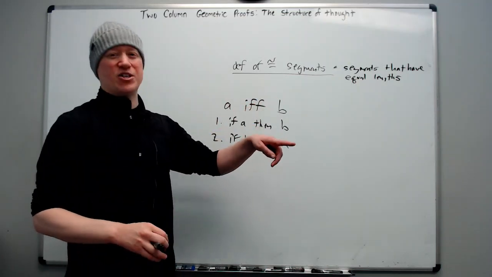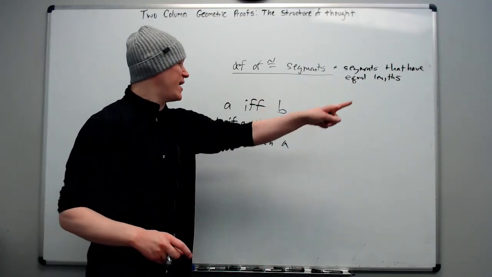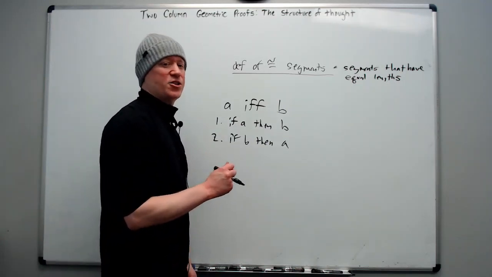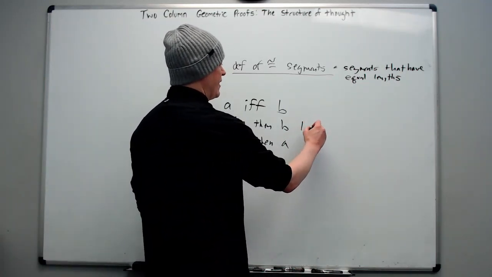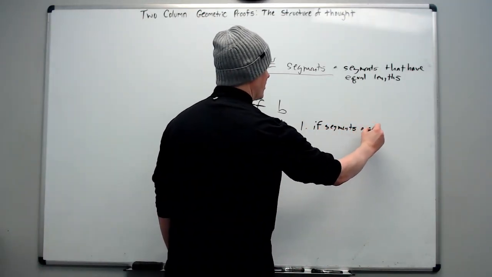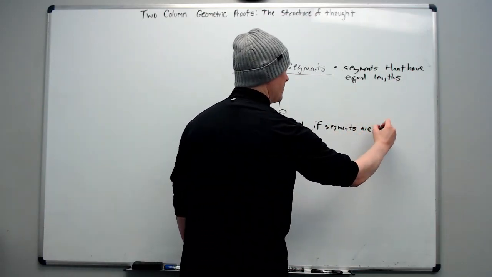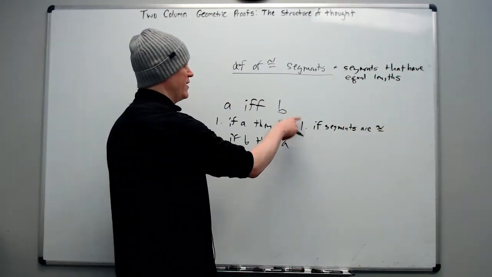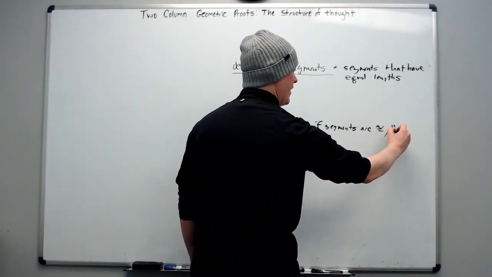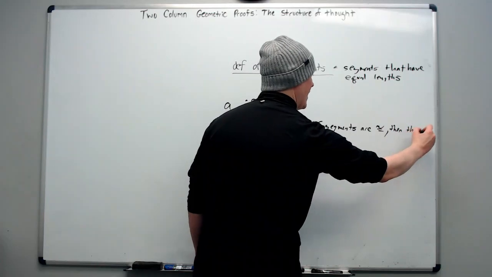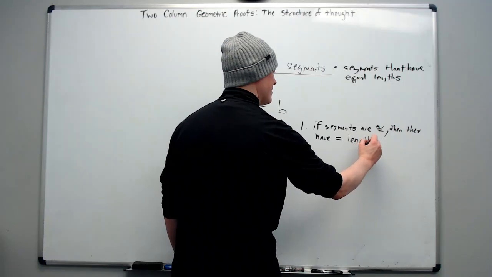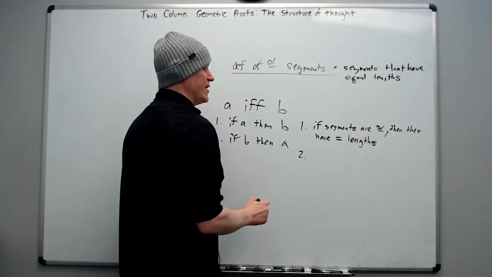Well, every definition, you don't see it though. It doesn't say if and only if in it anywhere, so how does this work? It's still a biconditional. How? The first one will be: if segments are congruent, then they have equal lengths. Typically for the first version, version 1, use the definition word.